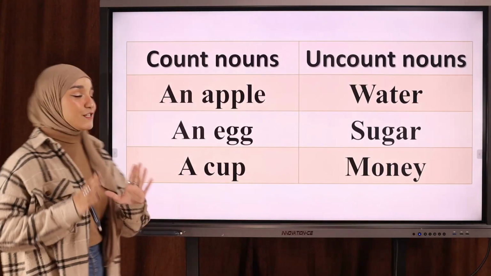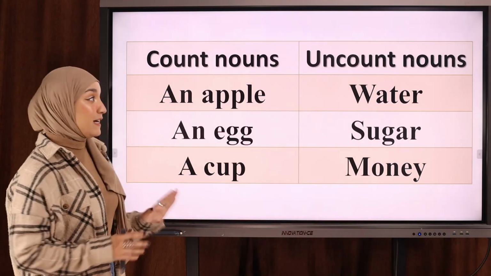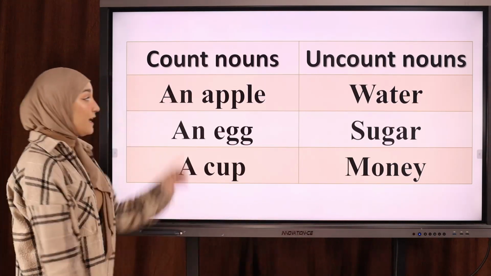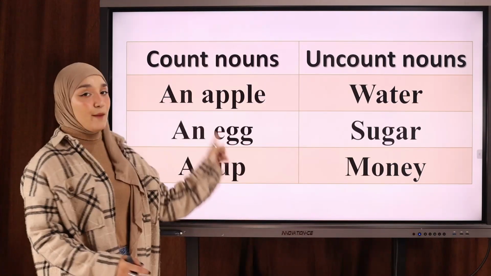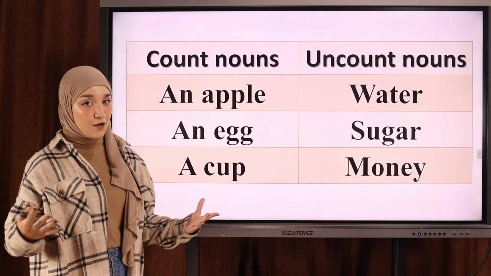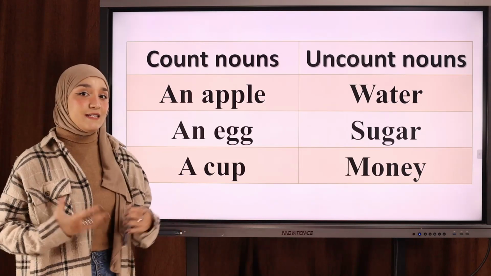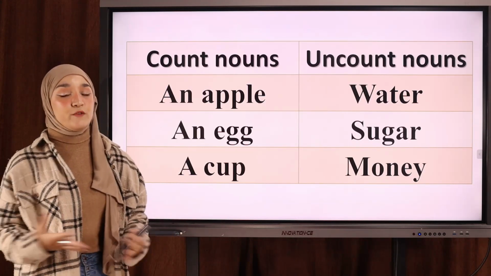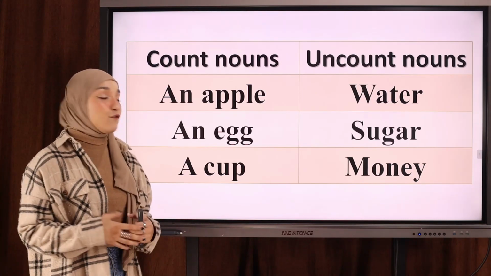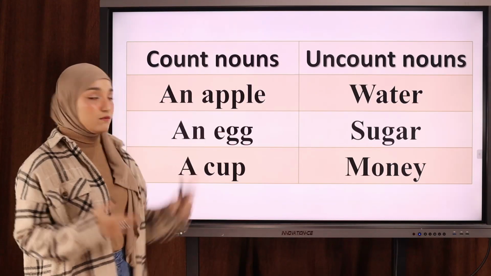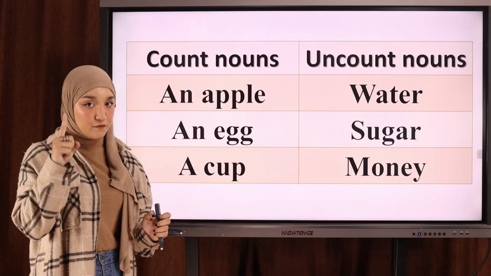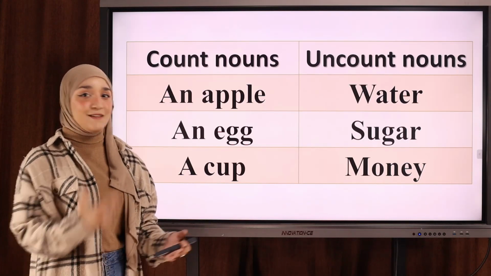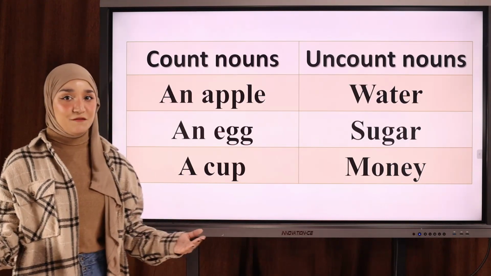So, I have some example words. I have count nouns versus uncount nouns. An apple. So an apple is an example of a count noun. We can count apples. So for example, I can say an apple, which is one. 2 apples. 4 apples. 5 apples, 50 apples, okay?